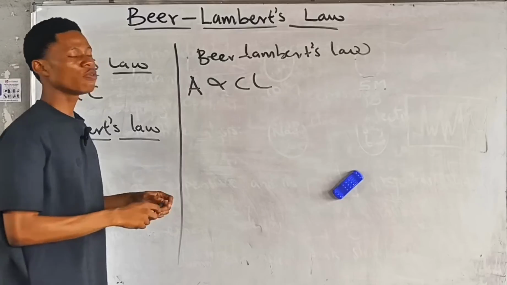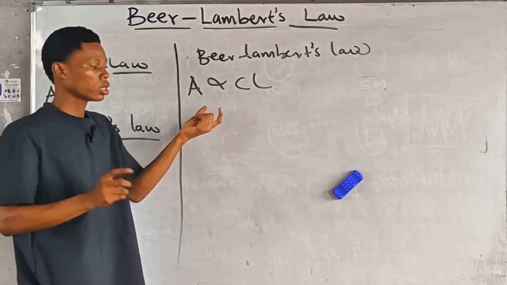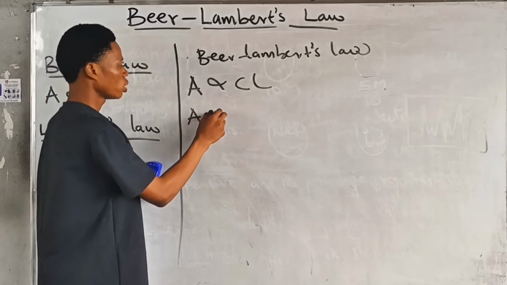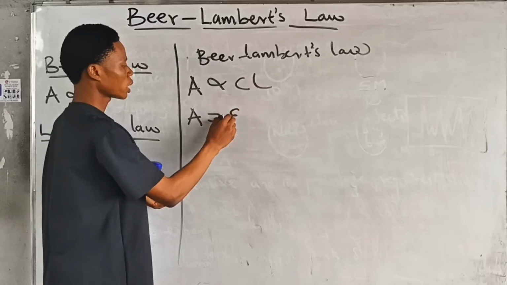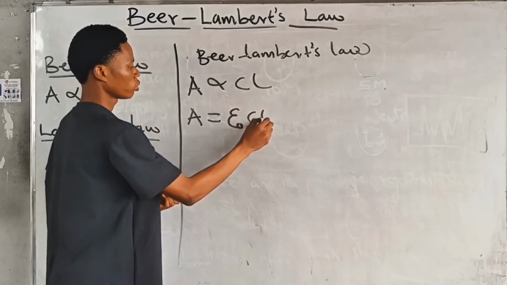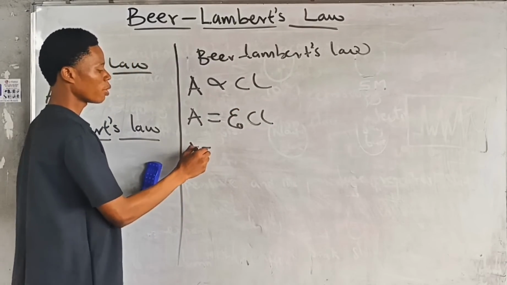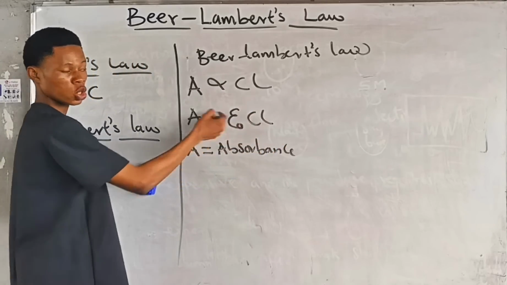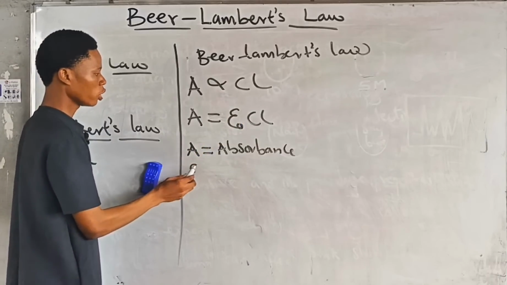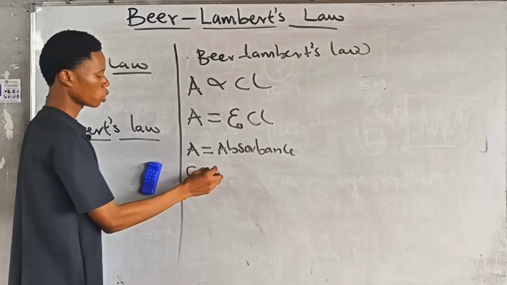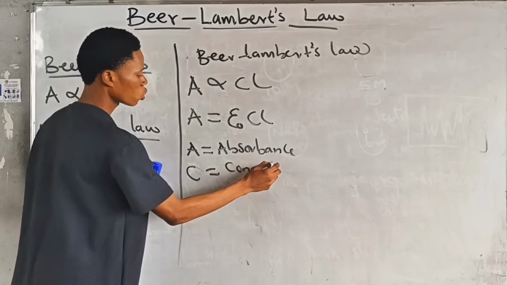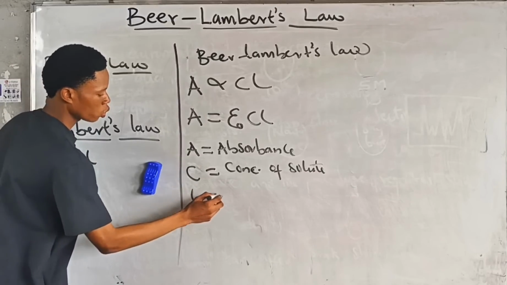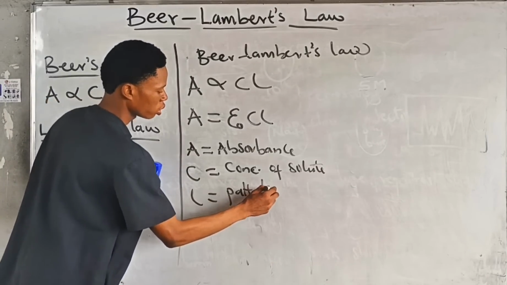Now, if you look at this, please take note because I want to do something here. If you want to remove this proportionality sign, you introduce a constant, right? And the constant here, you use epsilon. A here represents absorbance, right? This formula here is for the Beer-Lambert's law. Epsilon here, sorry, C, let's take C first. C represents the concentration of the solute in the solution. L here represents path length or thickness.